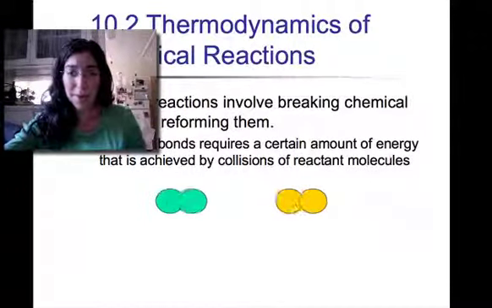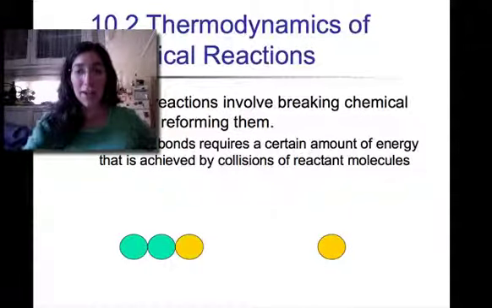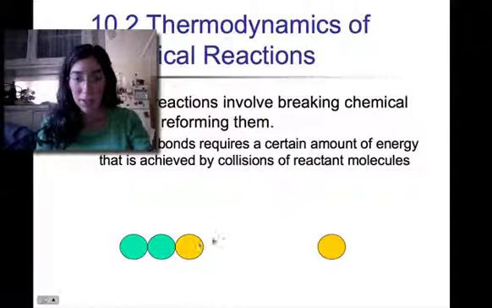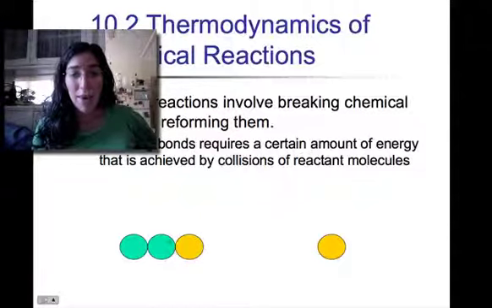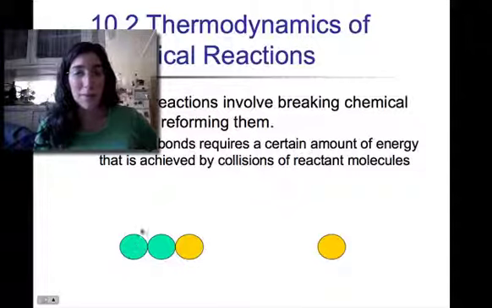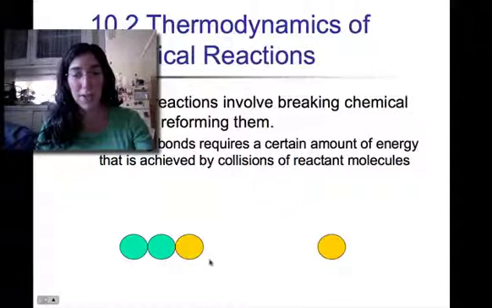Okay, so you have two molecules come in, they crash together, it causes the bond to break, and then you have these two molecules. They came in, they crashed together, and it broke up the yellow one and caused it to form a new bond with this little blue one. So now you have two different molecules on the other end.